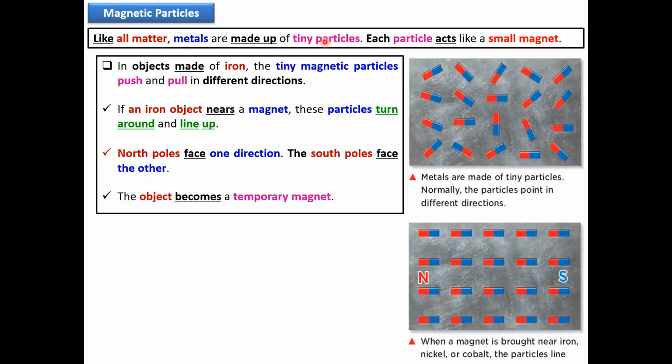Each of these tiny particles acts like a small magnet, like this. Look at this. This is called metals, composed of tiny particles like this, and these tiny particles inside the metals act like small magnets. These particles point in different directions, like this: north south, south north, north south.